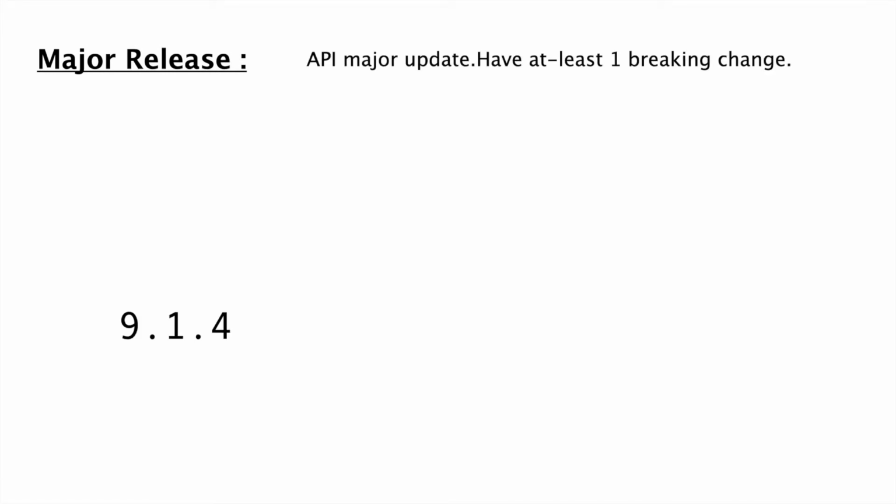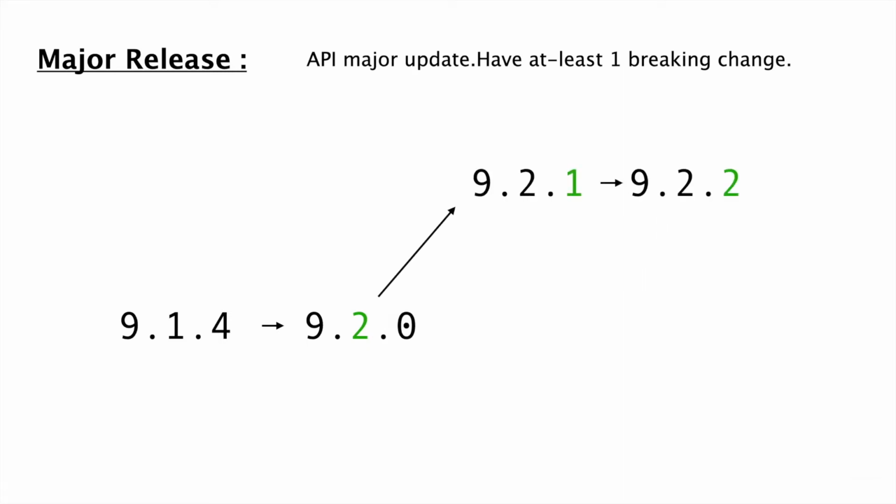Major version: for breaking updates, the first position, or the major position, gets incremented by 1 and the minor and patch positions get reset to 0. If it gets updated from 9.2.2 to 10.0.0, it means that this has a breaking change, and hence the minor version and patch version are reset to 0 and the new version 10.0.0 is released.